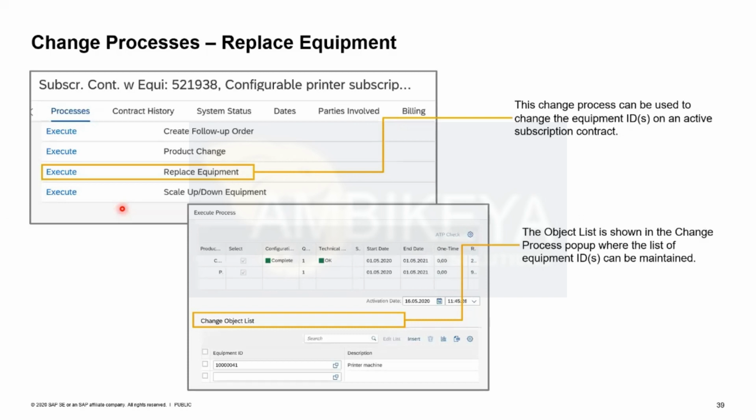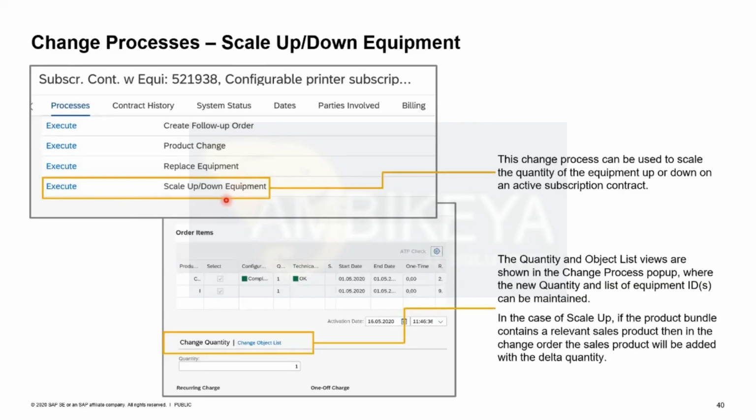So once the contracts are active and these are in use, and if there is any fault with one of the equipments, it is possible to replace such an equipment with another equipment by changing the equipment details in the contract. The scale up and the down equipment. So you ordered for 10 and you want to increase it or decrease the number of equipments that you need. In this case, it is possible to execute it.